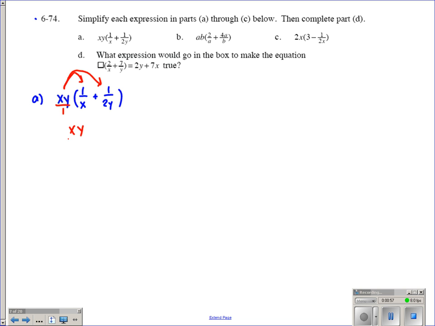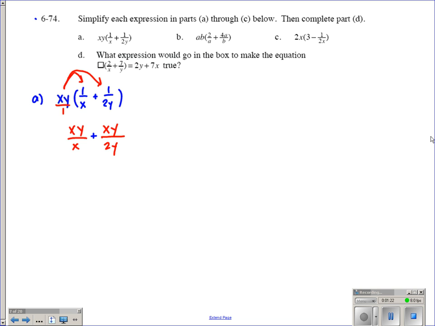xy over 1 times x would be x. Now this is going to be plus, when we do the product xy times 1, again, we're going to end up with xy. And this time we are over 2y.